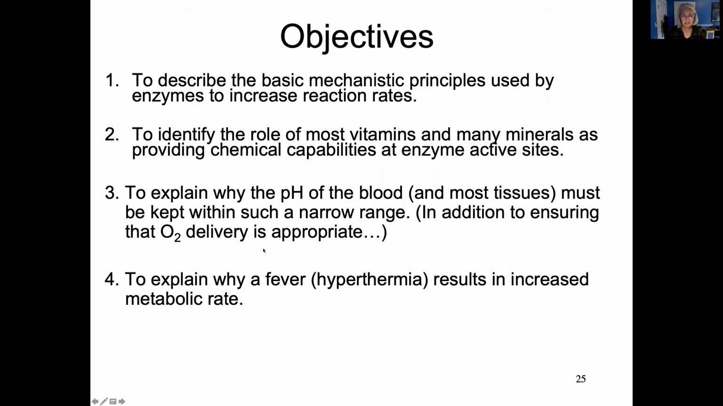Okay, so this gets us back to our objectives, which I think we covered each of these, ending with why a fever causes increased metabolic rate.